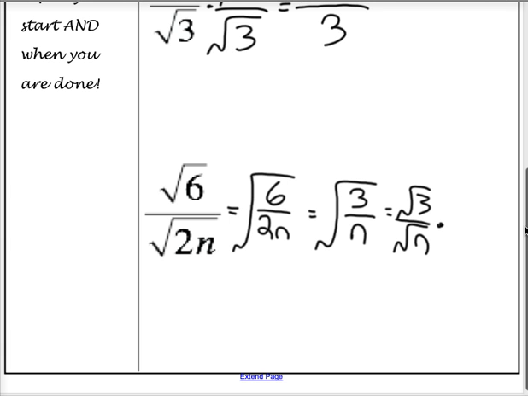So now when I'm trying to rationalize my denominator, it actually turns out to be much easier without having the 6 over 2n completely. Because now on top, both are inside the radical, so they multiply to 3n. On the bottom, a radical times itself just gives you back whatever was inside. And now we're finished.